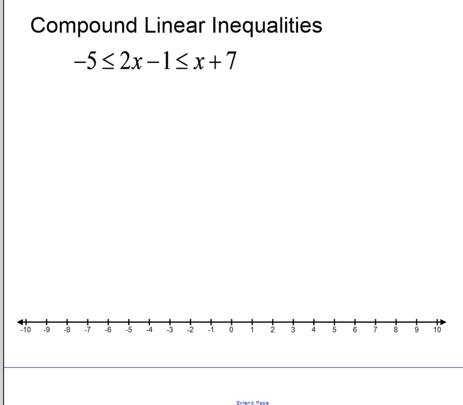This is pre-calc notes on section 2.5, solve linear inequalities. And what you see here is a compound linear inequality. So there's more than one inequality here. Let me show you them. There is an inequality here and here.